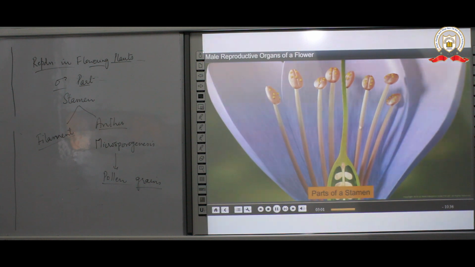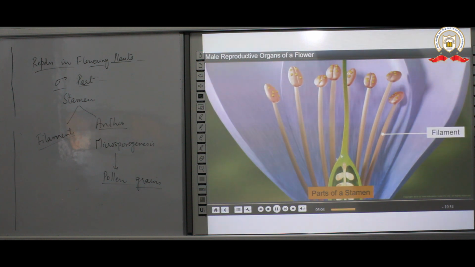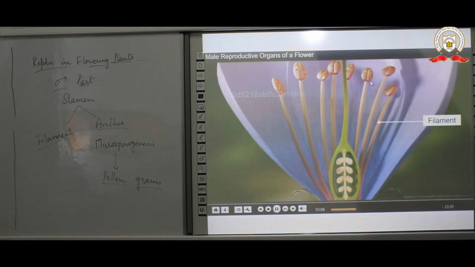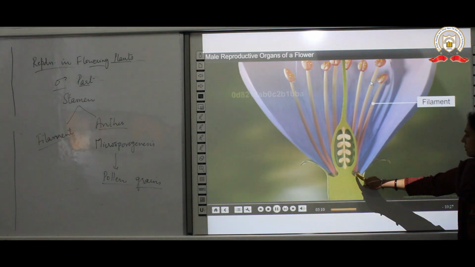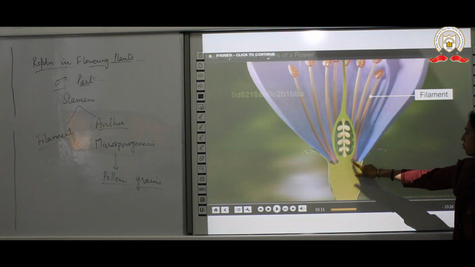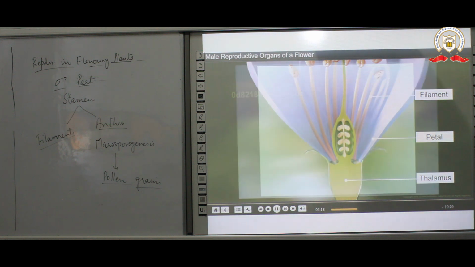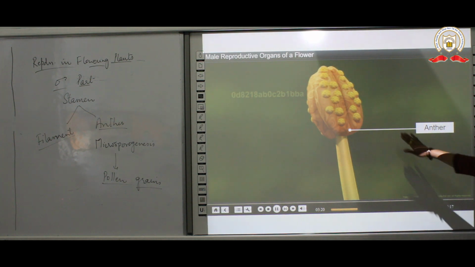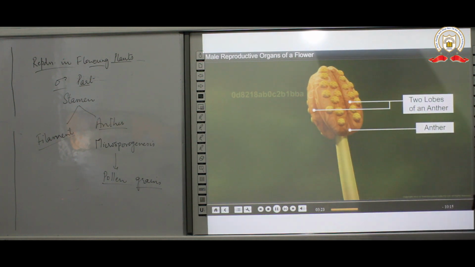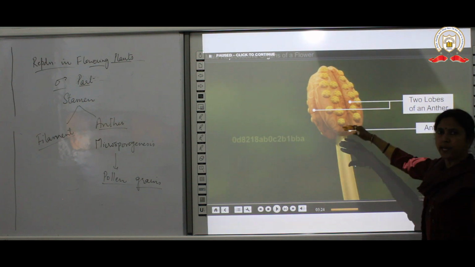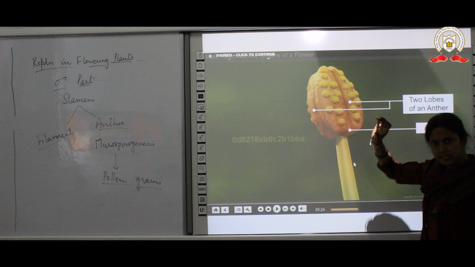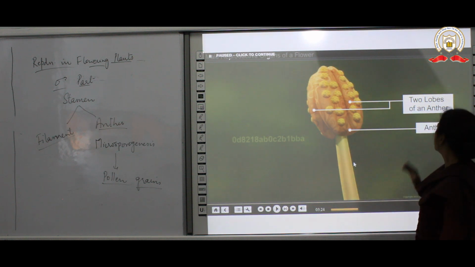Every stamen consists of a filament and an anther. The filament is a long and slender stalk whose proximal end is attached either to the thalamus or the petal of the flower. The anther, on the other hand, this is the structure of anther. Now, the anther varies in shape and size, but the basic structure of all anthers is similar.